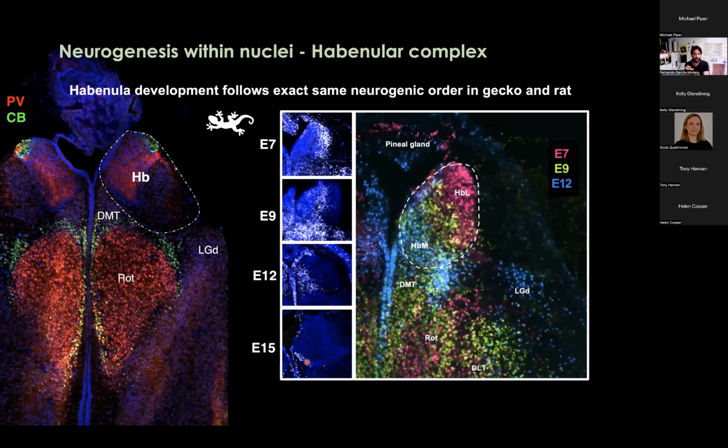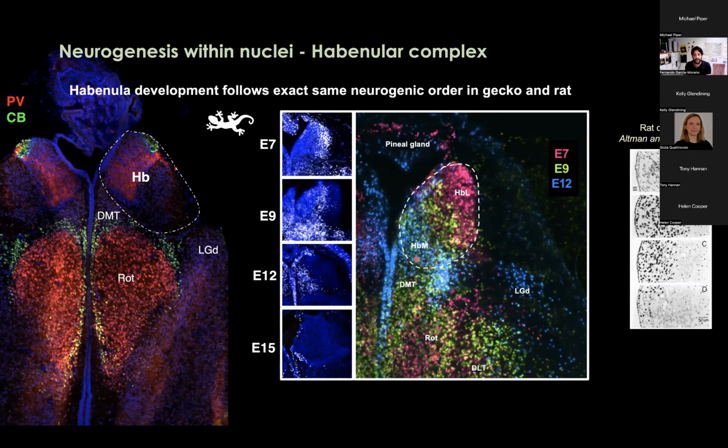We can collapse different animals into one single image, pseudocoloring the EdU labeling, and you can see the gradient from early magenta in the lateral habenula to cyan in the medial side of the habenula, the late neurons that are generated. And it is interesting that this lateral to medial gradient of neurogenesis is exactly the same gradient that was described by Altman and Bayer in the neurogenesis of the rat habenula about 40 or 45 years ago. Early neurons go to the lateral habenula, whereas the latest ones go to the medial.